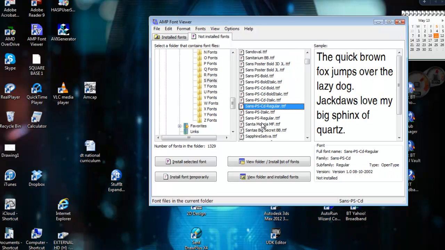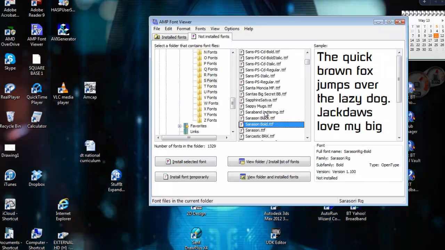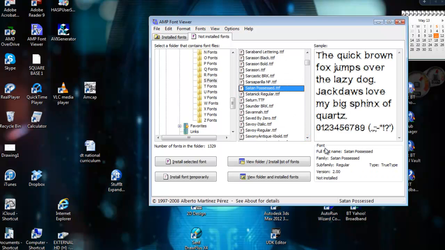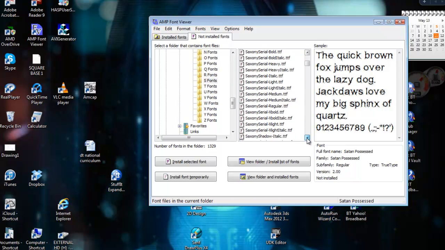Like I say, a lot of designers have their own sort of fonts in there as well, and they name them after different things. I think I've just double clicked onto that one. No, there we go. So, ooh, Satan Possessed. That looks a bit unreadable. Right, so let's see where we can go then.